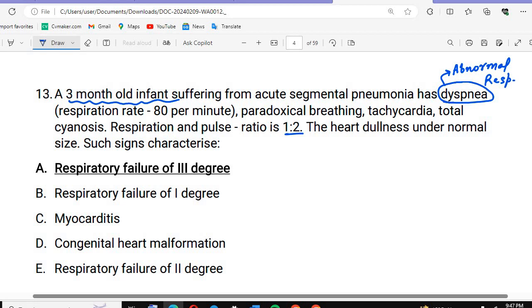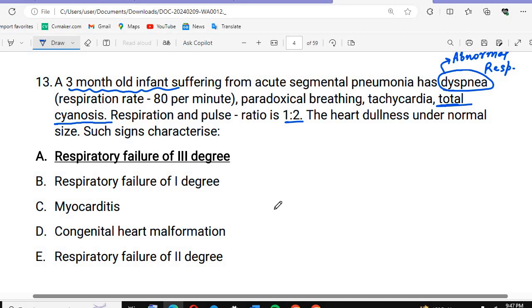Then paradoxical breathing, there is tachycardia, total cyanosis. Respiration and pulse ratio is 1:2. The heart dullness is within the normal size, such sign characteristics. So they are asking, one thing I told you, that you need to understand the last line first. You need to read the last line first: such sign characteristics.